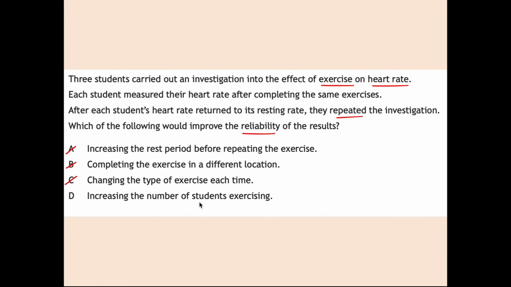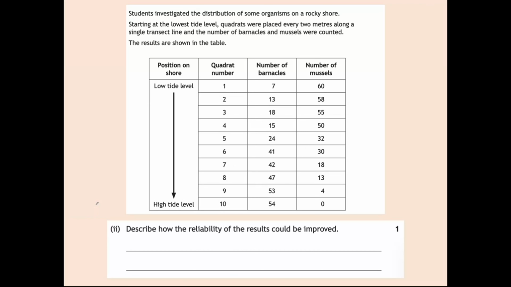And then lastly, increasing the number of students exercising. We're increasing the number of participants. That will increase the reliability of the results. So remember, if humans or other animals are involved, more people, more subjects, more animals, more plants involved would increase the reliability of the results.